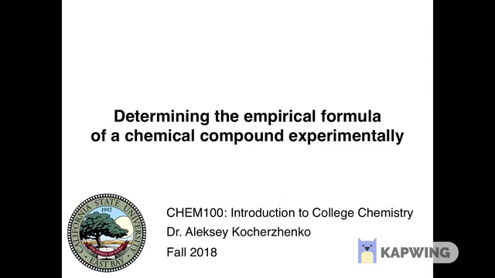Let's consider the example of aluminum oxide a bit further. We said in the previous video that its empirical formula is Al2O3. But how do we know that? Well, when pure aluminum metal is exposed to oxygen, it will attach oxygen atoms onto its surface, forming aluminum oxide.